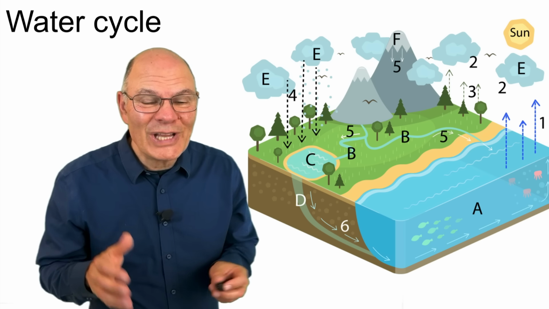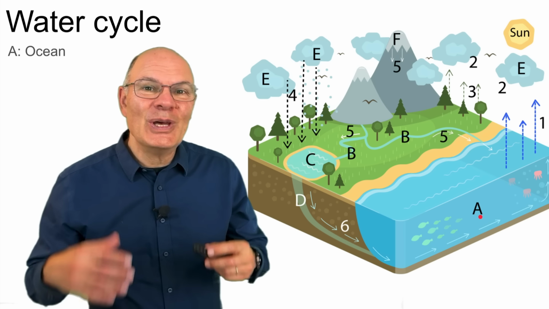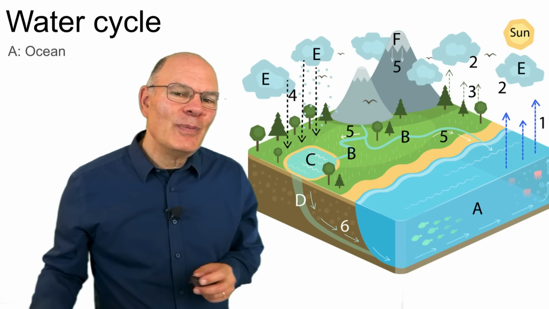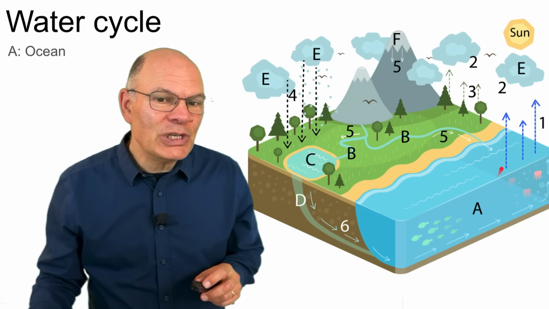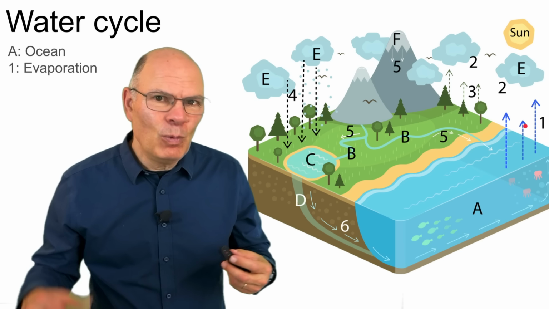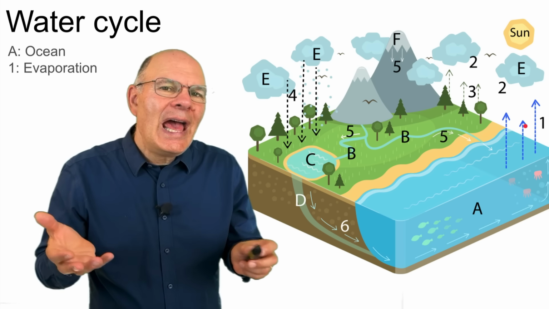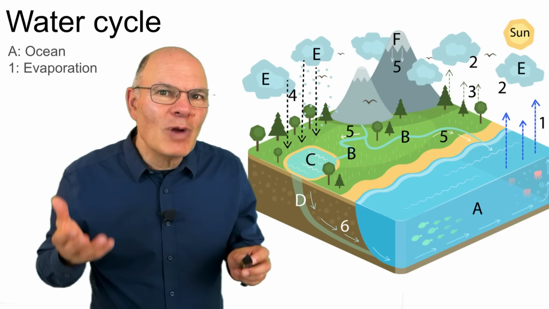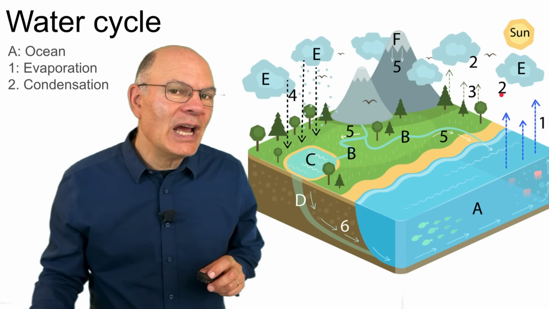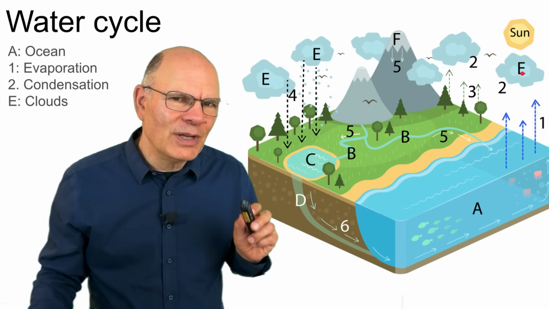How does the water cycle work? We'll start with letter A, which represents the oceans, the biggest reservoir of water in the hydrosphere. Heat from the sun will cause water in the oceans to evaporate. That's shown at number 1, and that will put water into the atmosphere as a gas. As that gaseous water rises into the atmosphere, it'll cool, and it'll undergo a process that's called condensation, represented by 2, and that'll lead to the formation of clouds.